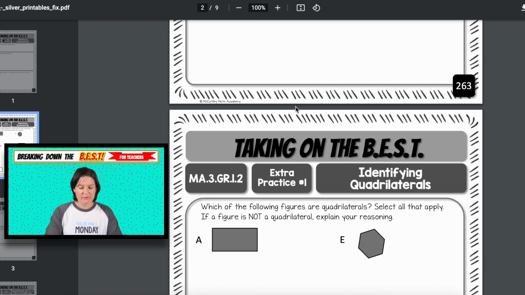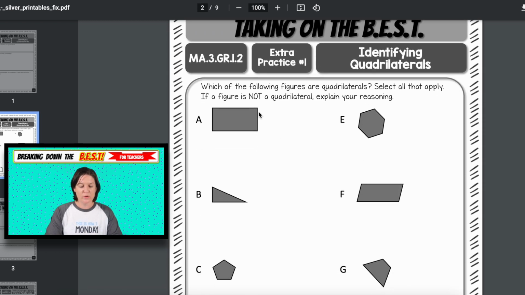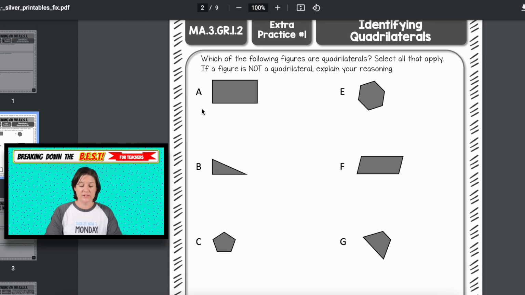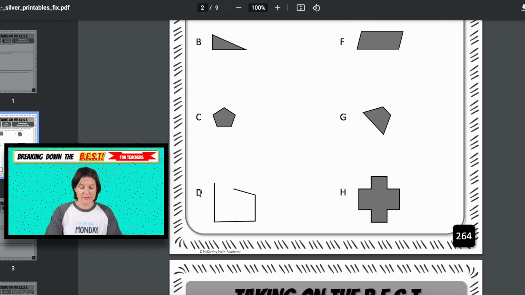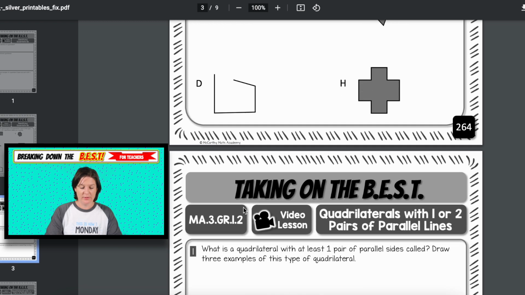So after we've watched that video, now here's some extra practice. Which of the following figures are quadrilaterals? Select all that apply. If a figure is not a quadrilateral, explain your reasoning. So we're going to select the ones that are quadrilaterals, and then for the ones that are not, we're going to take time to explain why. Okay, so here you can see that we've got an open shape.